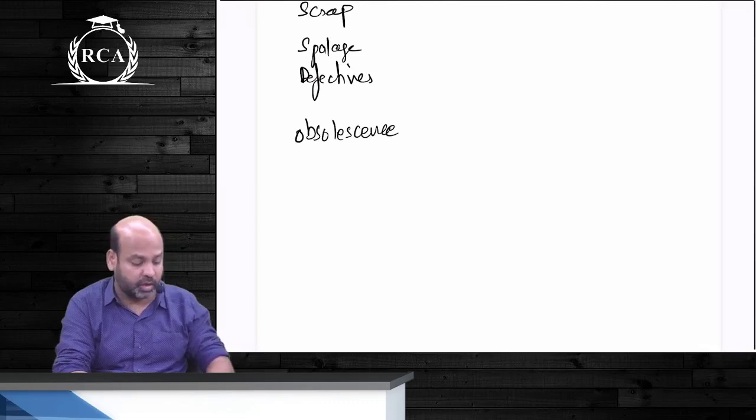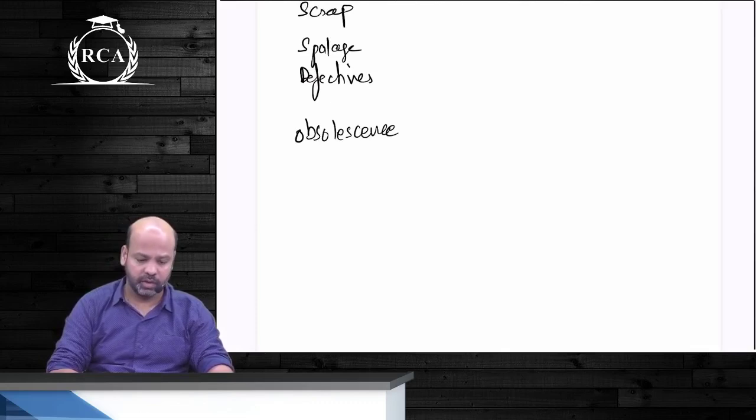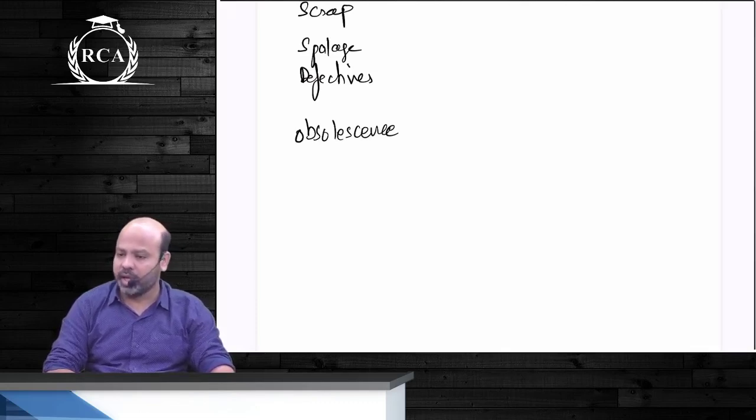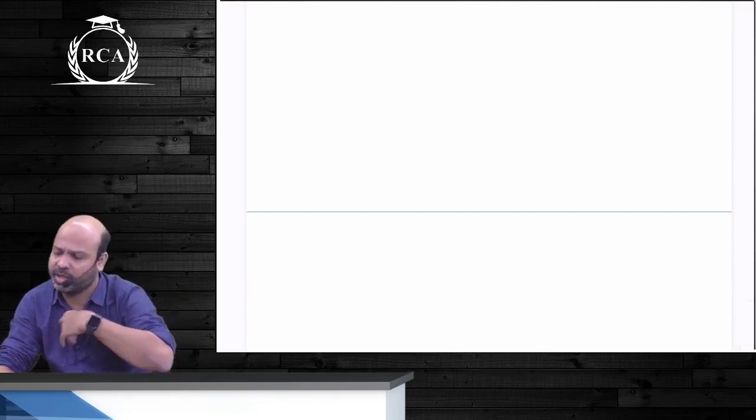Fifth one, obsolescence. We have been using this word. What is obsolescence loss? Any material that is no longer required. It can either be that the product for which the raw material was purchased is no longer in demand, or the raw material itself has been replaced by a better version available in the market, so that you do not need the existing materials. Are we clear? Last, consumption of materials is one more, but I've already covered it.